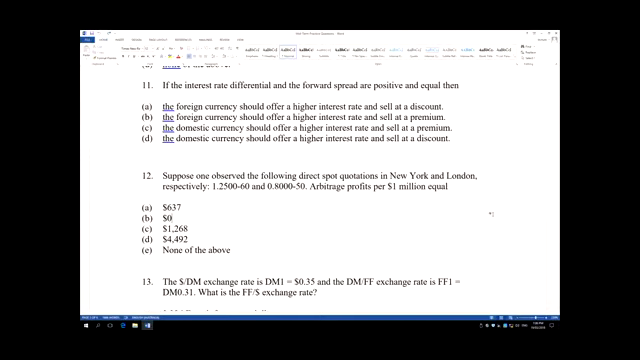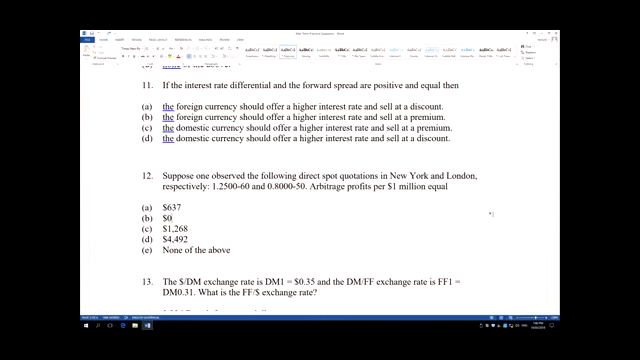Would I rather sell them in New York or London? For $1 million, would I rather receive a rate of 0.8 or 0.79? I'd rather receive 0.8, right? So I'm going to transact in London, and then I could end up with £800,000. Then I can take my £800,000 and convert them back to dollars.